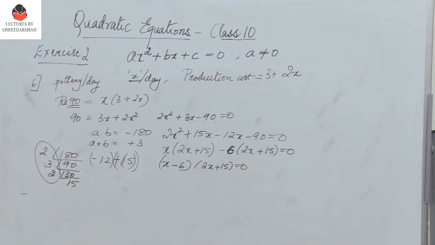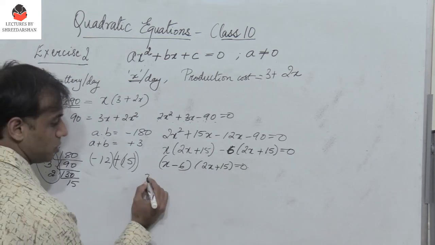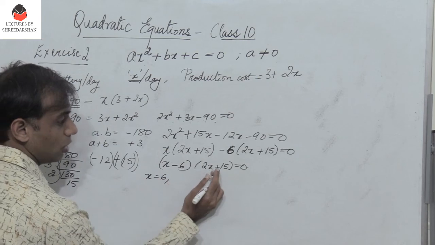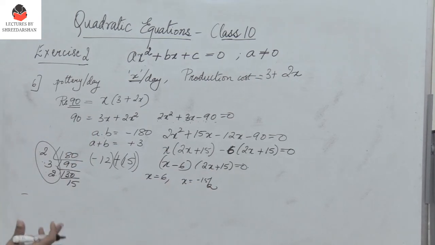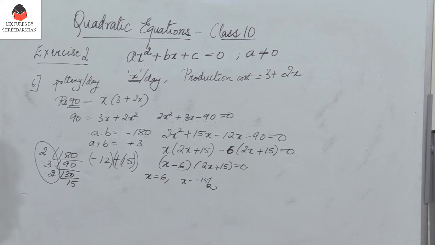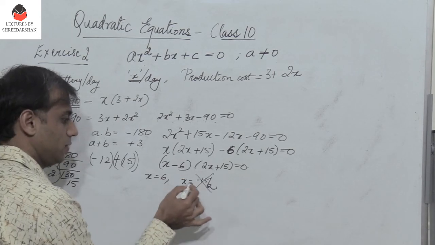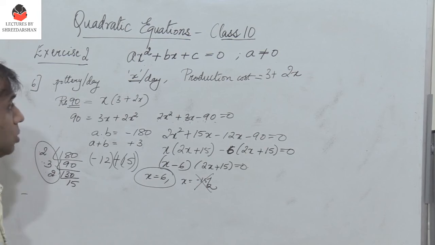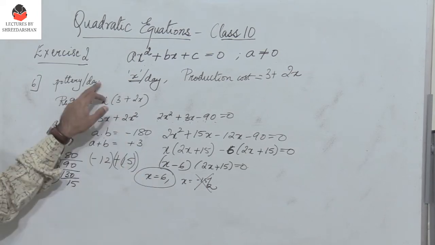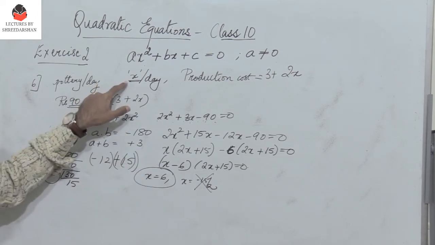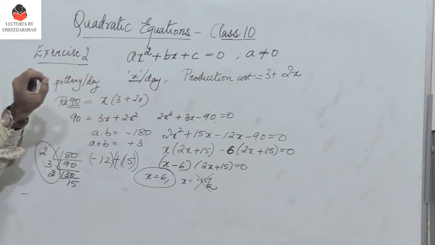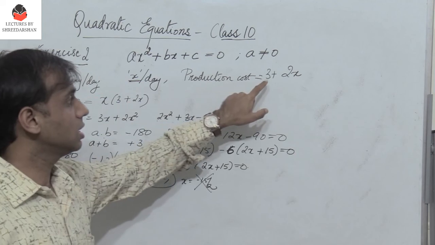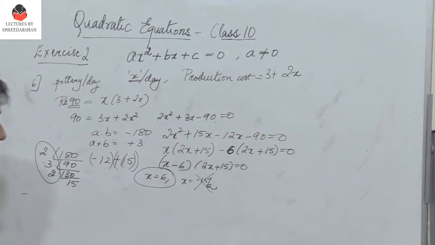So here we need to find the number of articles. If I equate both of them to 0, I get x equal to 6, or x is equal to minus 15 by 2. The number of articles produced in an industry cannot be negative, so x is 6. So the number of pottery articles produced per day is 6. And what about the production cost? The production cost per article is 3 plus 2x.